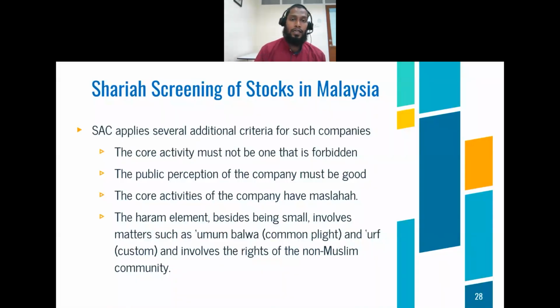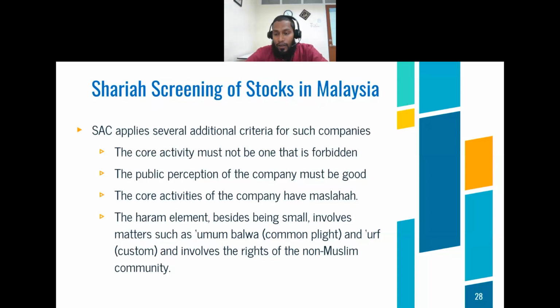So how do they do it? The Sharia Advisory Council of the Securities Commission of Malaysia will look into the company again and assess whether the core activity is not forbidden. They also look into the public perception of the company: that this is a mixed company with mixed income, but the public has a good perception, and the company has maslahah, public interest, and brings benefit to the community.